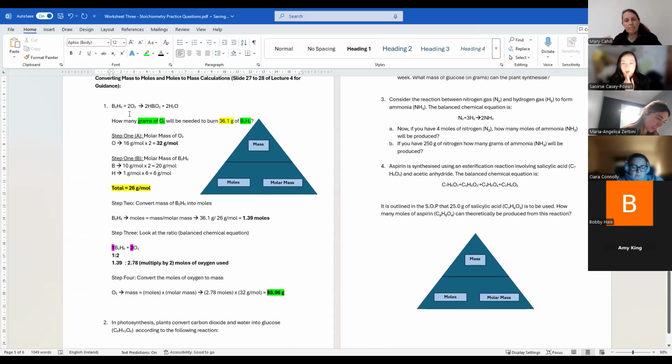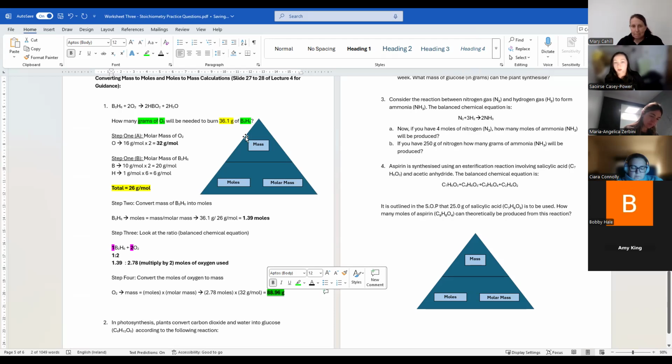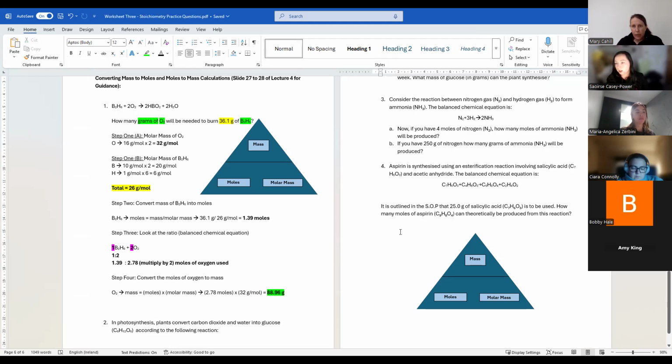Okay, so what that tells me in the question, so it says how many grams of oxygen will be needed to burn 36.1 grams of B2H6? And we've worked out that it's 88.96 grams or 89 grams will be needed to burn 36.1 grams of our B2H6. Is that okay, guys?